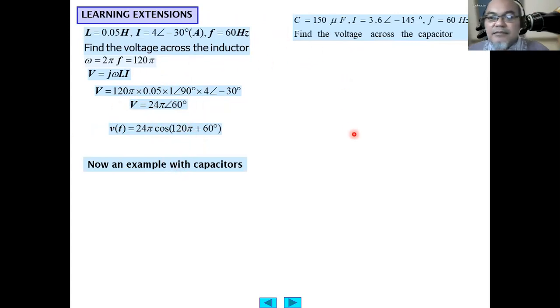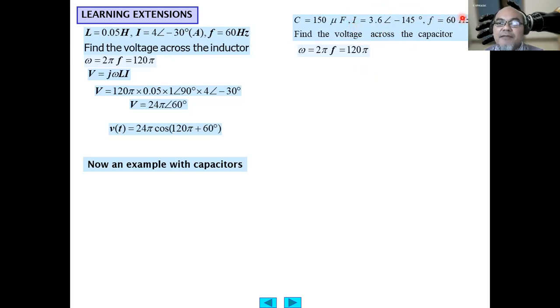Now, this is an example for the circuit with capacitance. If we have a capacitor of 150 microfarad, the current is 3.6 ampere with a phase angle of minus 145 degrees, and the frequency is 60 hertz. Find the voltage across the capacitor.